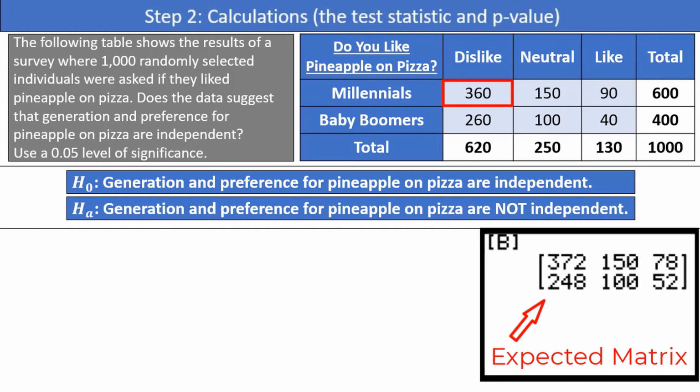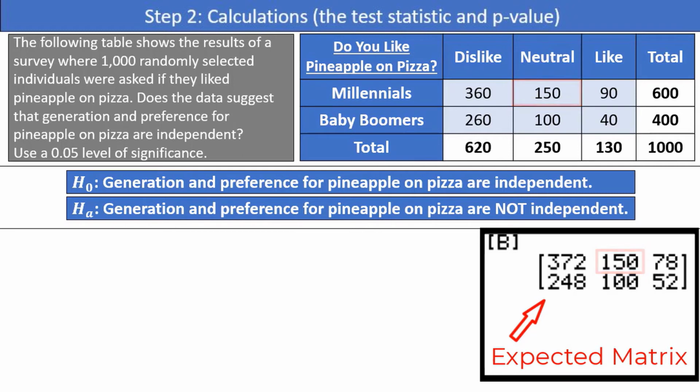If generation and pineapple on pizza preference were independent, we should expect to see about 372 out of a sample of 1,000 in this cell, so we really aren't too far off. This one happens to be exactly on. If the 2 variables were independent, there should be 150 millennials neutral to pineapple on pizza, which is exactly what we see in our data.